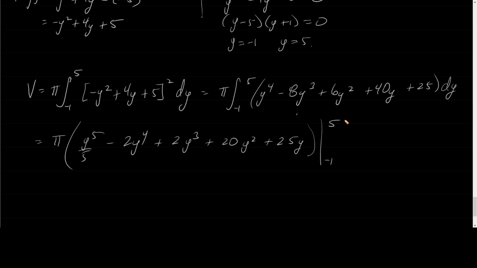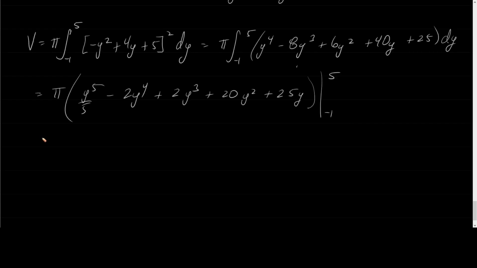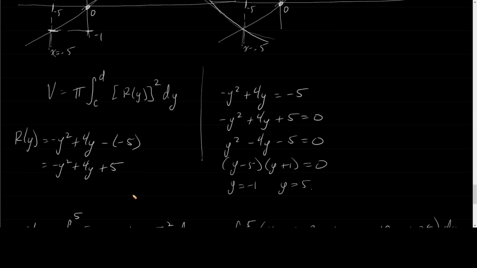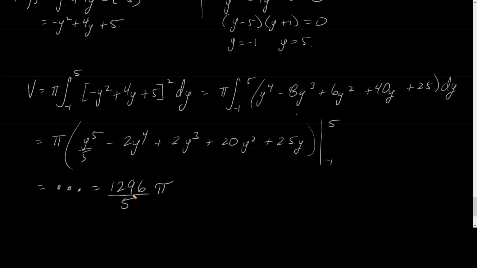At that point, I'm not going to actually work out all the little steps of plugging the top and plugging the bottom, but I will let you guys do that on your own. And if you do it correctly, you're supposed to get 1296 over 5 pi. And this is a volume, right? That would be the volume for that.